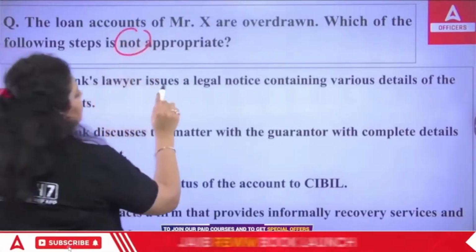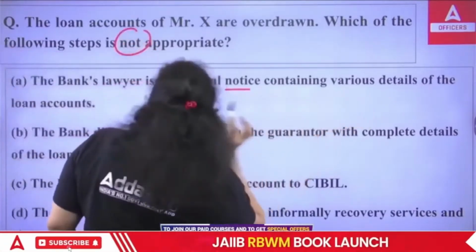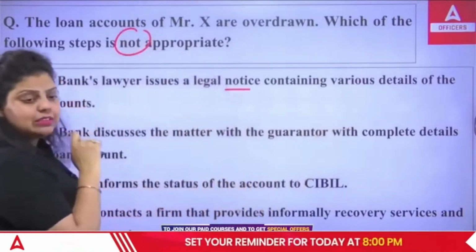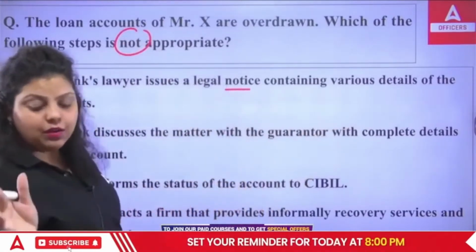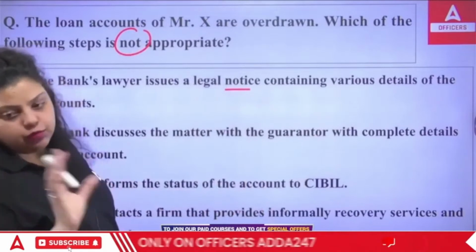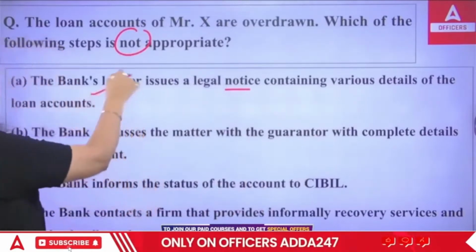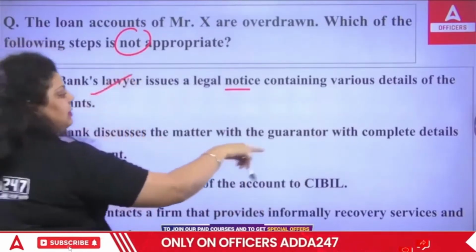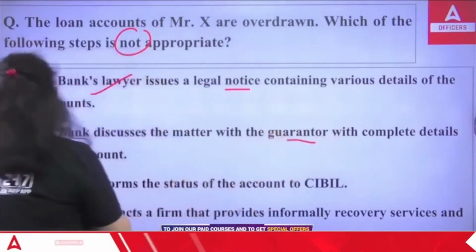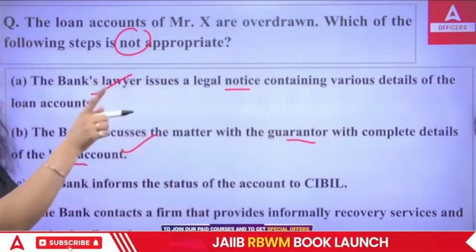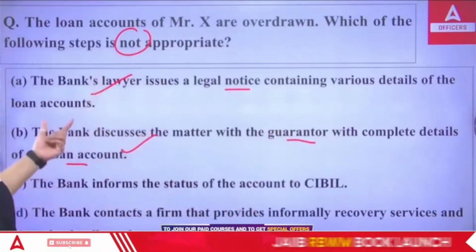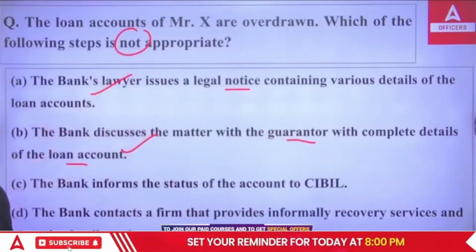First, the bank's lawyer issues a legal notice containing various details of a loan account. This is an appropriate step. Now, after seeing the overdrawn limit, you have to issue a legal notice. This is true. The bank discusses the matter with the guarantor with complete details of the loan account. This is also true. After facing the overdrawn condition, you have to talk with the guarantor about that.